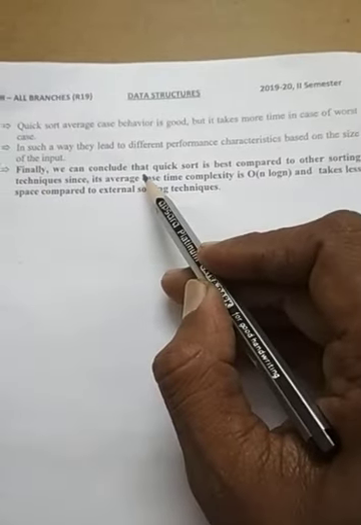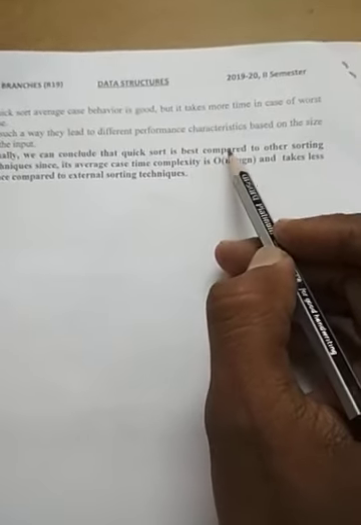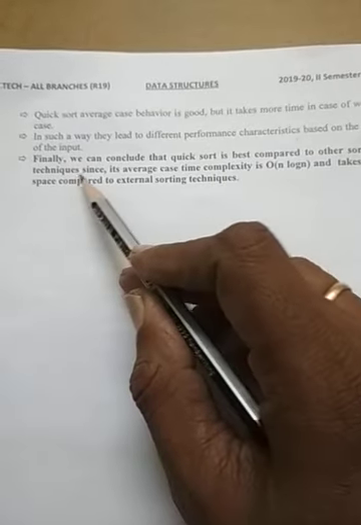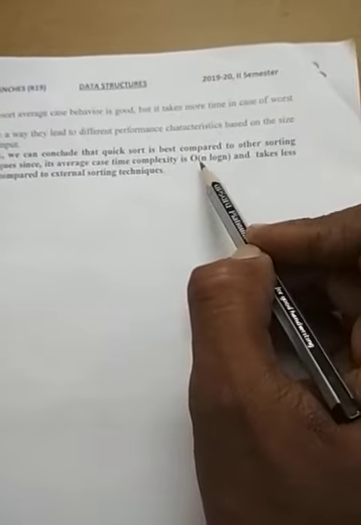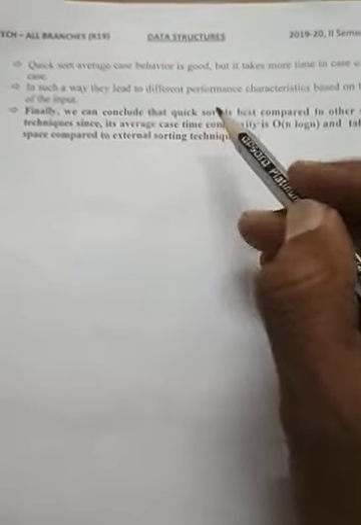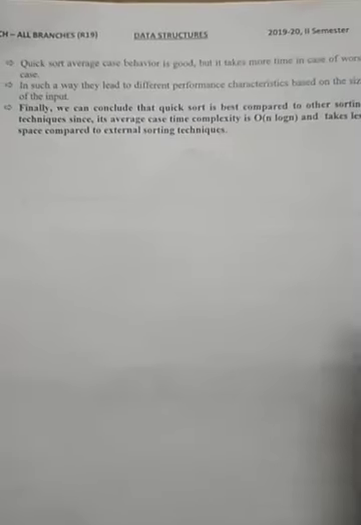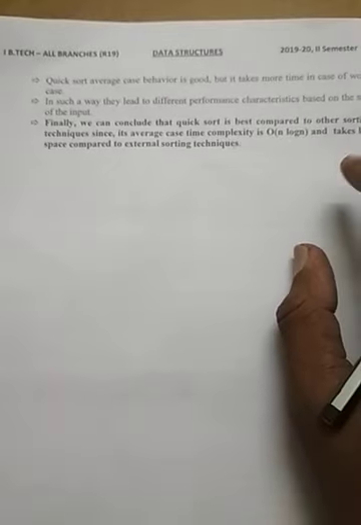Finally, we can conclude that quick sort is best compared to the other sorting techniques, since its average case time complexity is order of n log n and it takes less space compared to external sorting procedures. In this case, quick sort uses partition exchange sort, and in the first partition process itself, half of the list is already sorted and the remaining portion is sorted in the second partitioning phase. So we conclude that quick sort is the best compared to other sorting techniques.